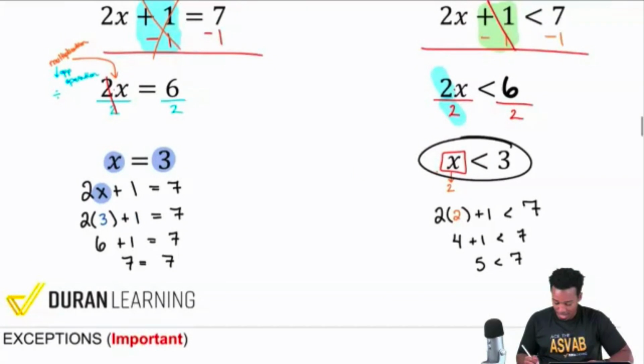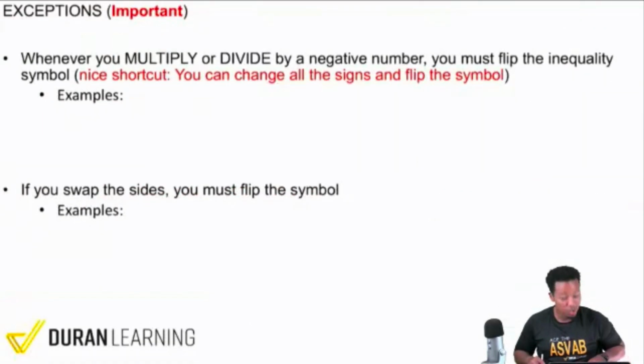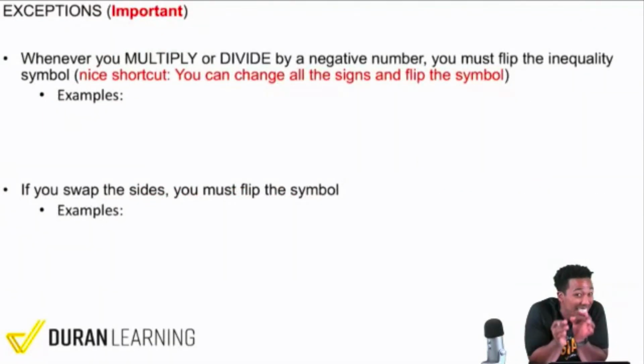Absolutely. And so with that said, my party people, let's talk about these exceptions that we really need to make sure we go through here. These exceptions are 2 things. 1, whenever you multiply or divide by a negative number, you will flip the inequality symbol. So basically a shortcut, everybody: if you want to change everything's sign, you can just flip the symbol.